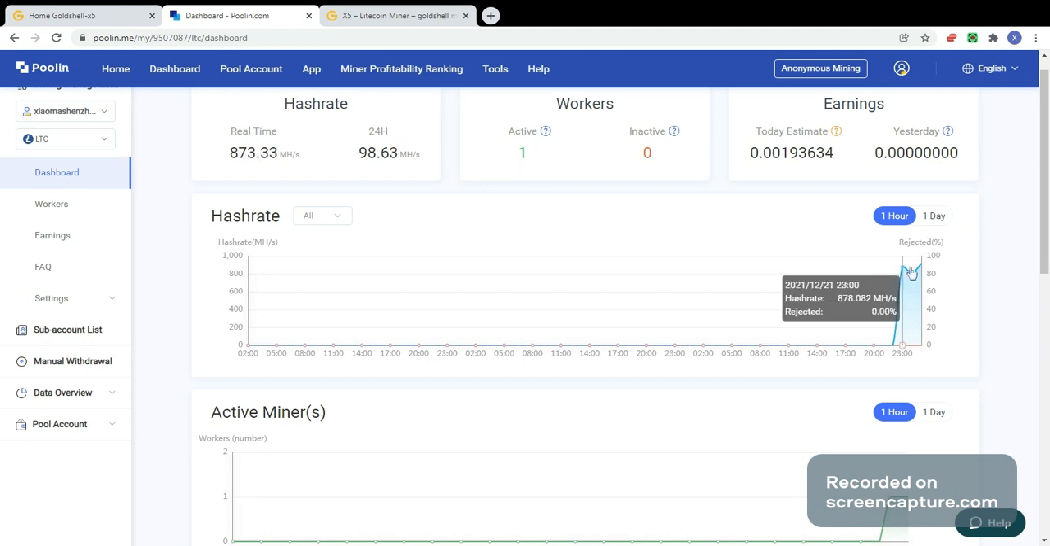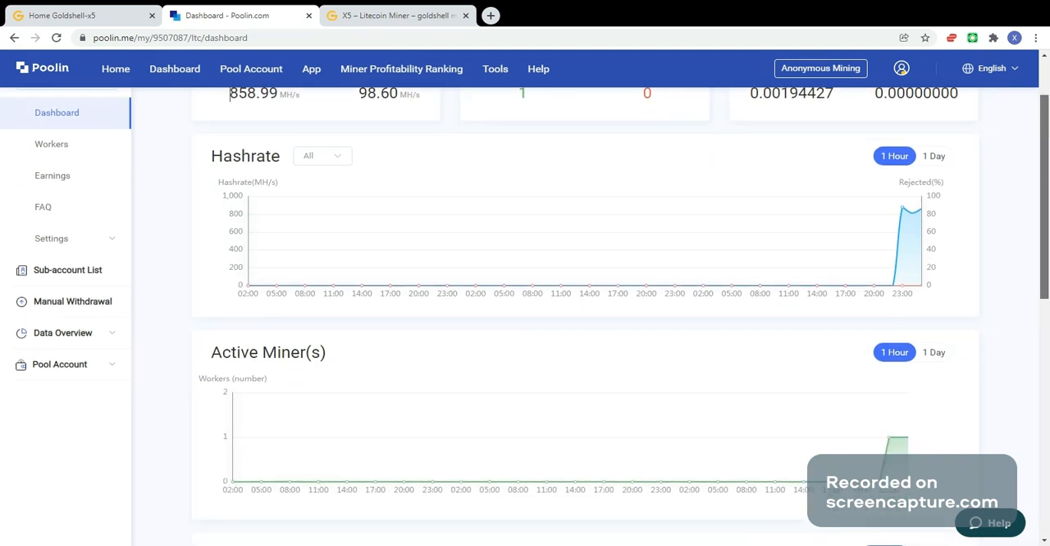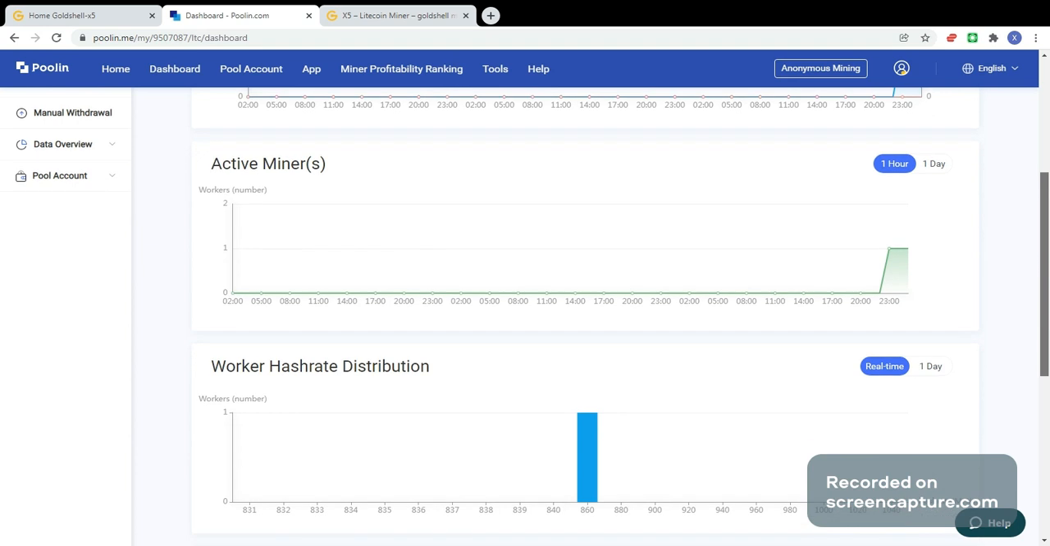As you can see from the graph here, it's the same as the interface. So the hash rate is just going up and down sometimes. This is very normal, but as long as it stays above this line, which is 800, it's just going to be fine. Here we have the earnings, still too little for the amount of time we've been mining already.